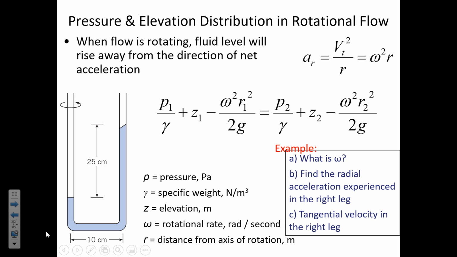Sometimes people get in the habit of writing subscripts, you know, because it's P1, Z1, R1. Omega doesn't have a subscript. There's just a single rotational rate. There's not a separate rotational rate for the right side and the left side. It's all rotating at the same rate. So note that. Also, make note of the minus sign. It's not a plus, it's a minus. And so that's another frequent error.